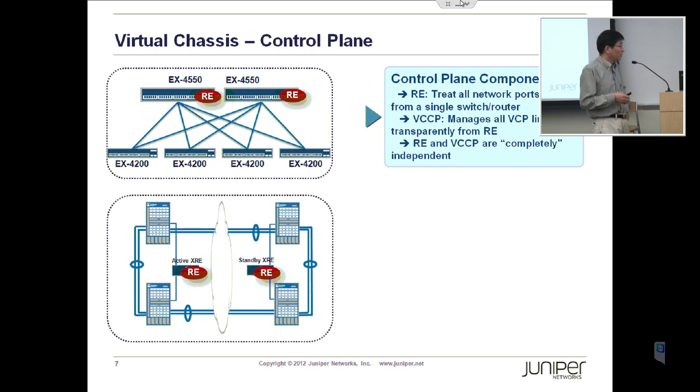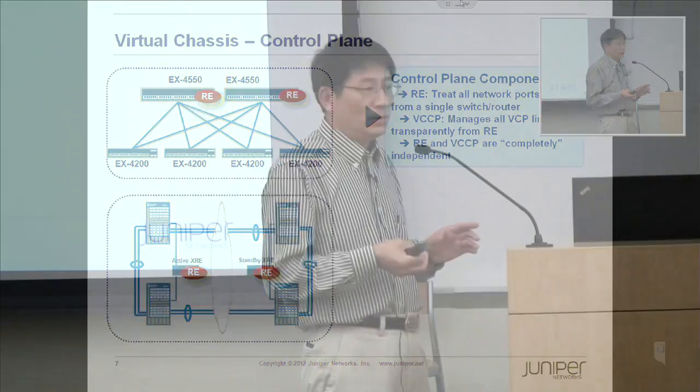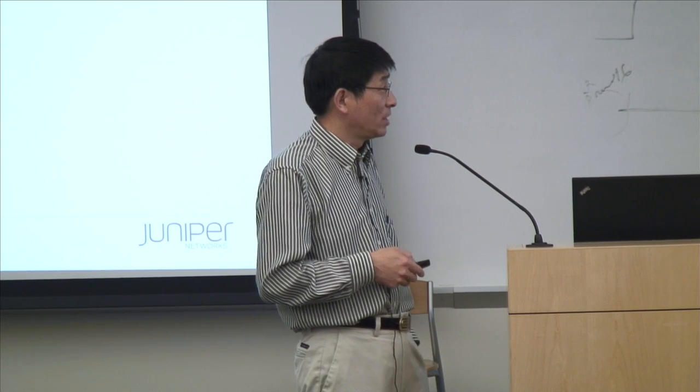The control plane, traditionally, Junos is running on the RE card. Now, in virtual chassis, the RE manages all the network ports. In virtual chassis, it manages all of the network ports from all of the switches, whether it's EX4200, 4500, or 8200, any switch in the virtual chassis, that's managed by the RE.